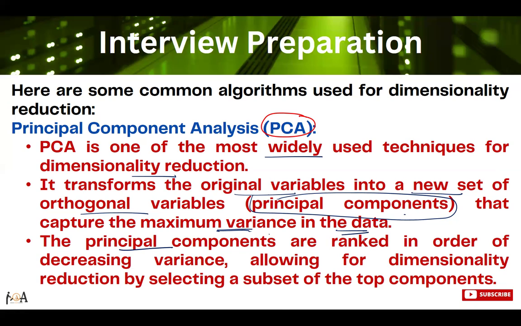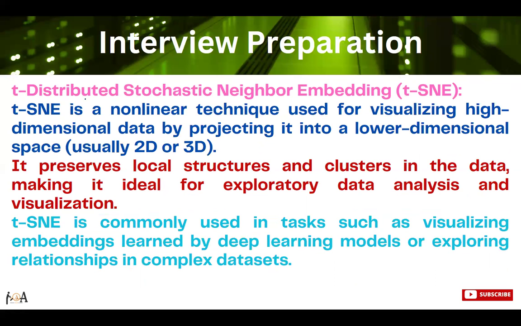The principal components are ranked in order of decreasing variance, allowing for dimension reduction by selecting a subset of top components, right? Okay. The second algorithm is t-distributed stochastic neighbor embedding, that is called t-SNE. Basically, it is used for visualizing high dimensional data by projecting it into lower dimensions. Means if we want to see the multi-dimensional data with the help of a lower dimensional space like 2D or 3D, for that we can use this nonlinear technique, that is t-SNE.